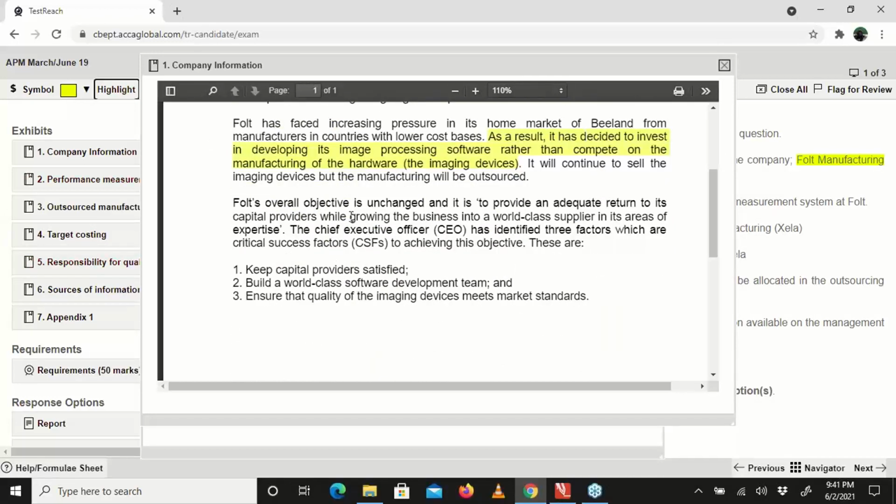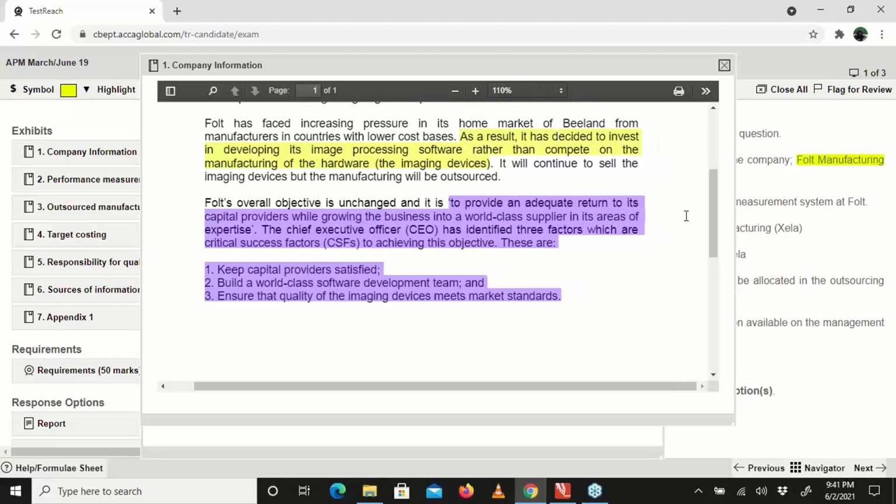Now, Fault's overall objective is unchanged, and it is to provide an adequate return to its capital providers while growing the business into a world-class supplier in its areas of expertise. So the overall objective is unchanged. And what is that? It is to provide an adequate return to its capital providers while growing the business into a world-class supplier in its areas of expertise.